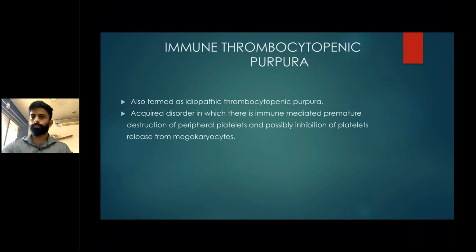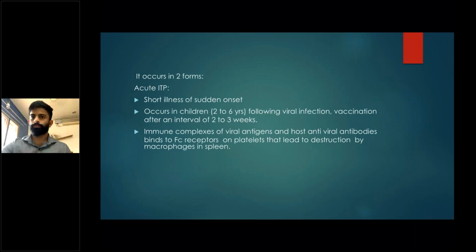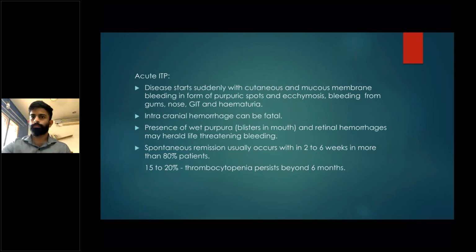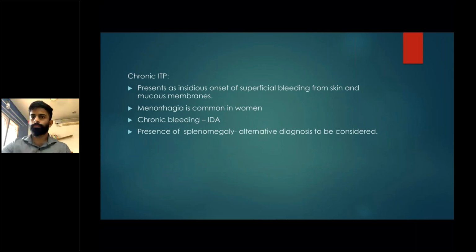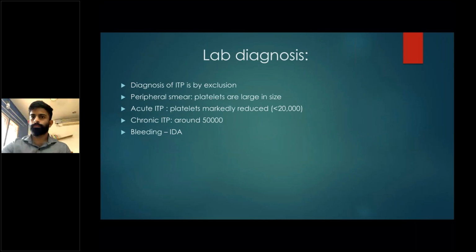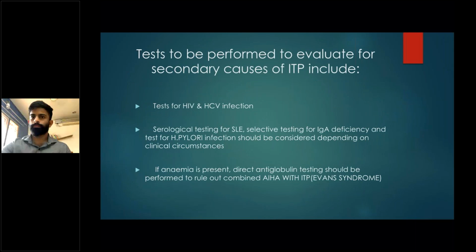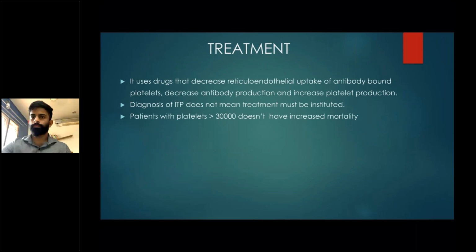Danaparoid can be used. Then ITP, immune thrombocytopenic purpura, where you have acute ITP and chronic ITP, and clinical features, usually not much. Acute ITP will have certain bleeding manifestations. Chronic ITP less likely, but they can have splenomegaly. With this splenomegaly, you have to go for bone marrow biopsy. Then lab diagnosis, you go for bone marrow examination, and then other tests for secondary ITP: HIV, HCV, SLE, and then Evans syndrome.